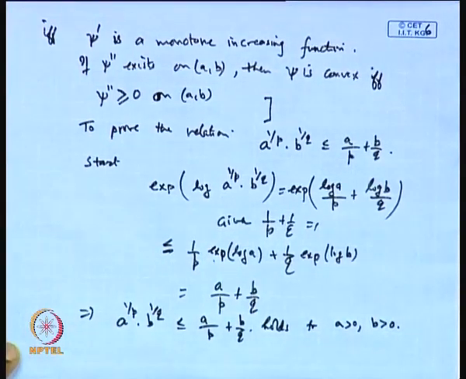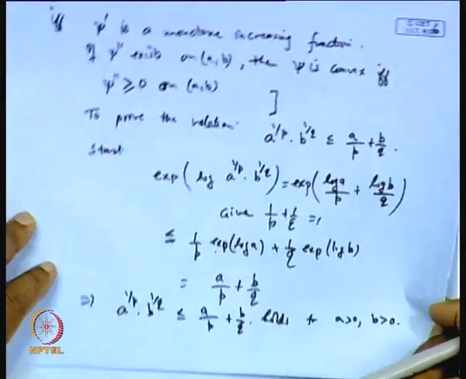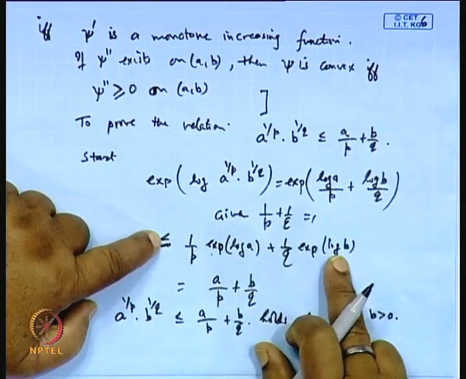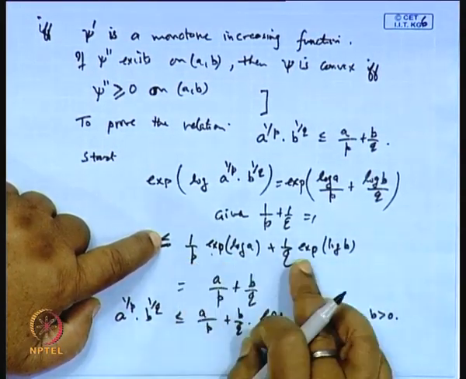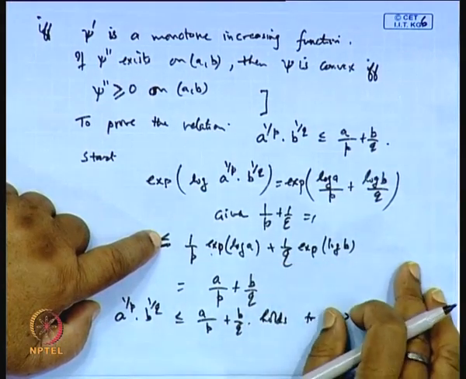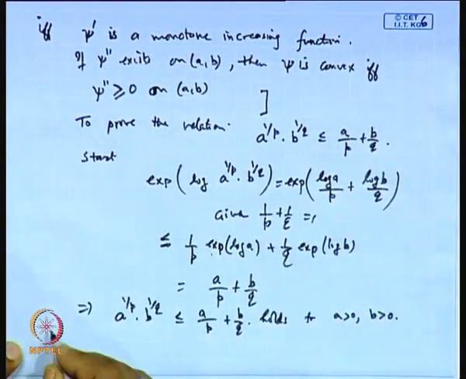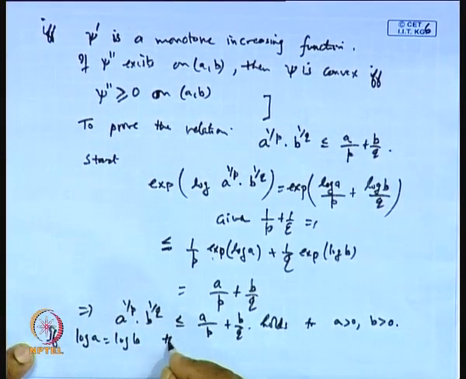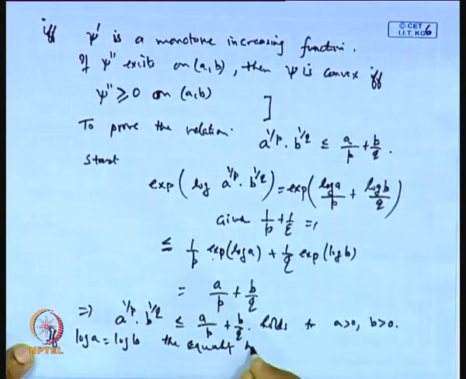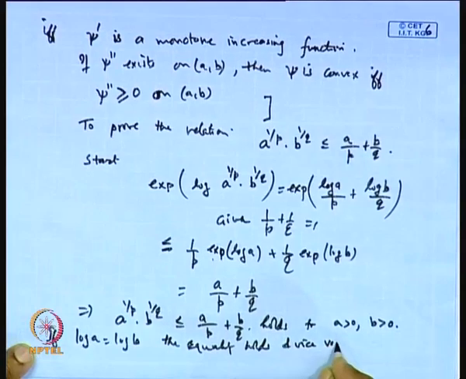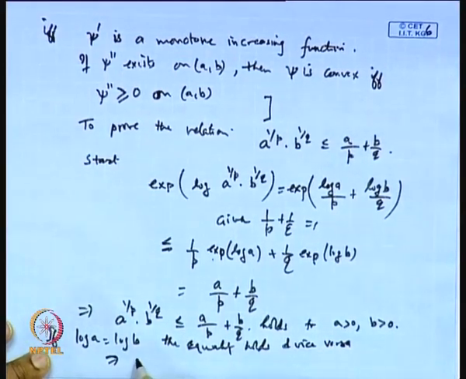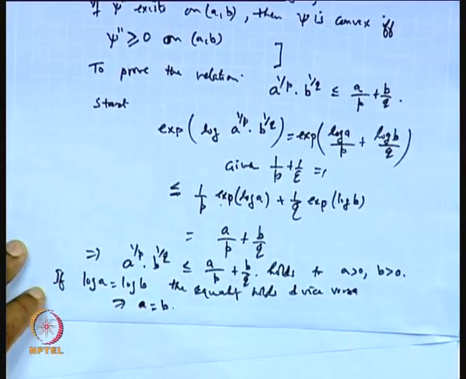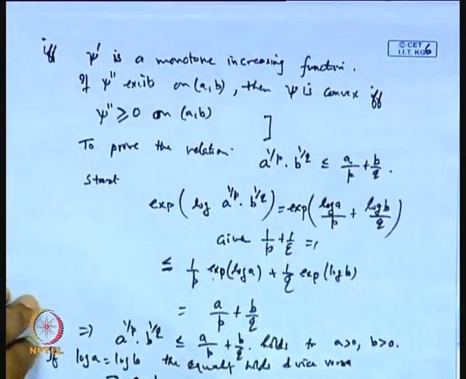and that proves the result. Now, in case of the equality, we need the equality sign here. So, for equality, log a must be equal to log b. Once they are equal, then 1 by p plus 1 by q, where log a can be taken outside, and 1 by p plus 1 by q is 1. So, if log a equals log b, the equality holds, and vice versa also. But log a equal to log b means a must be equal to b. So, this will be true always. Hence, this completes the proof.